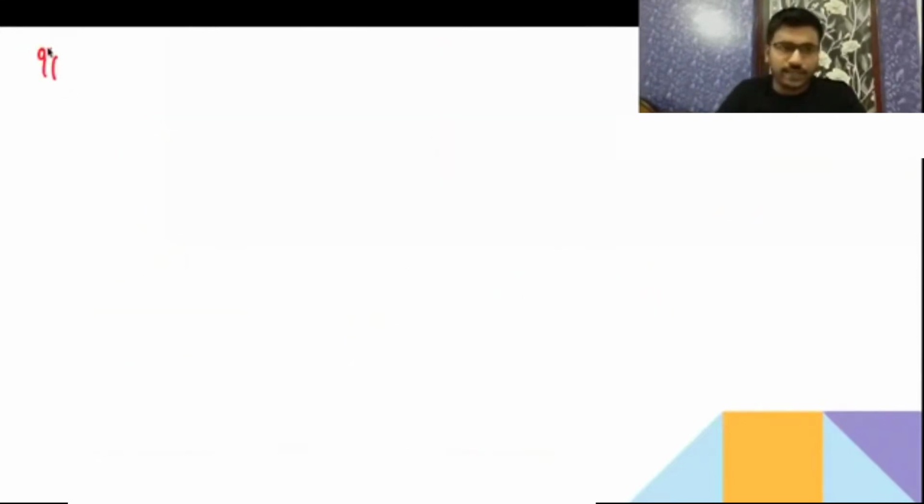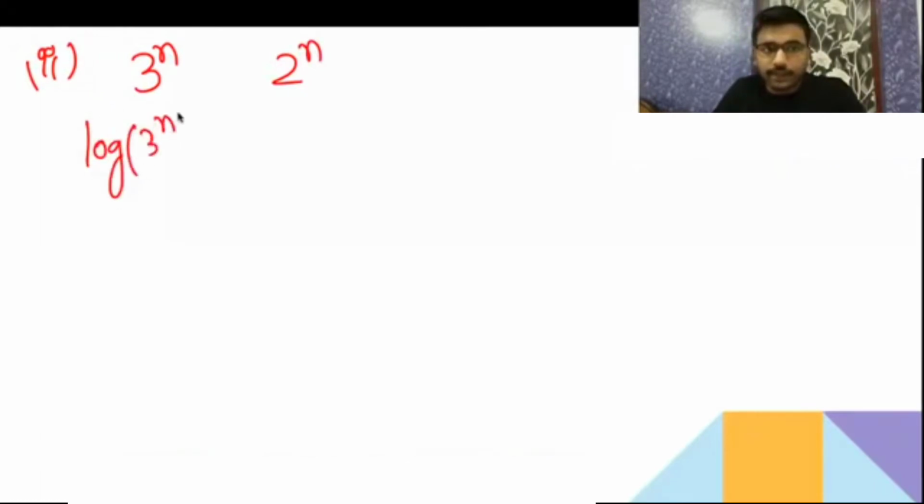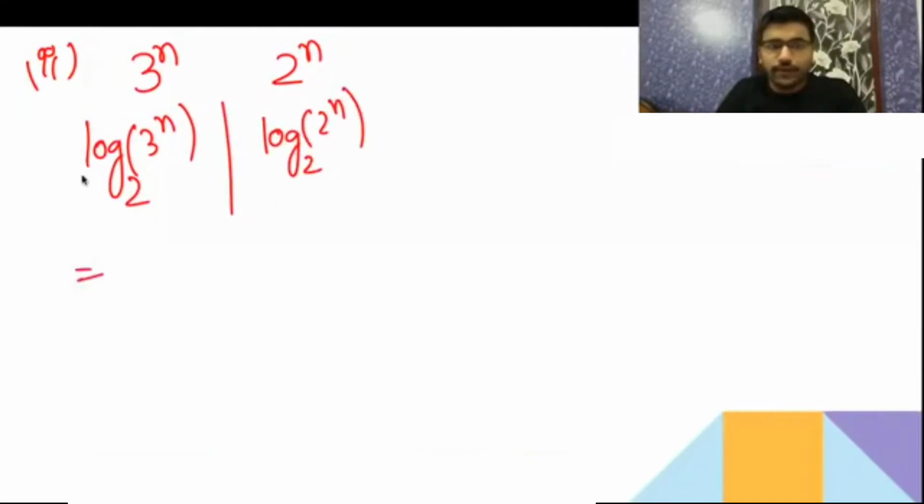Similar type of question is there. The next one is 3 to the power n, and here is 2 to the power n. Now tell me which is going to be the bigger one. Take log on both sides. So it is going to be n log 3 base 2, and here it is going to be n log 2 base 2. Here, log 3 base 2 is going to be 1 point something.